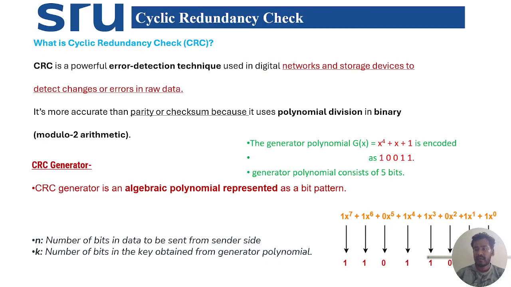So coming to the cyclic redundancy check method, this is one of the finest methods to check errors during data transmission. It is a powerful error detection technique used in digital networks and storage devices to detect changes or errors in the raw data. It is more accurate than the parity check or checksum method because it is a polynomial division in binary modulo arithmetic.